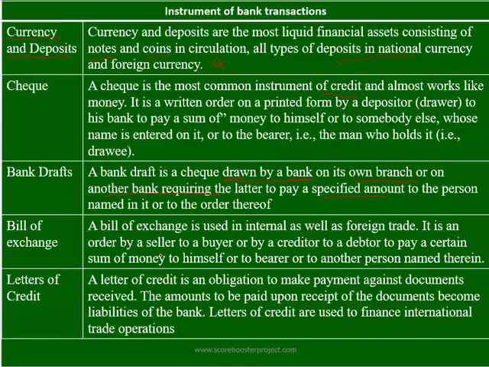A bill of exchange can be issued to somebody who will collect it, and somebody else will accept to pay the bill, as the case may be. You can discuss the types of bill when you come to your commerce class or economics class. But here it is just for us to know it's an instrument being used to carry out bank transactions. The last one we are going to look at is the letter of credit. The letter of credit is an obligation to make payment against documents received, or the amount to be paid upon receipt of documents, because it becomes a liability of the bank.